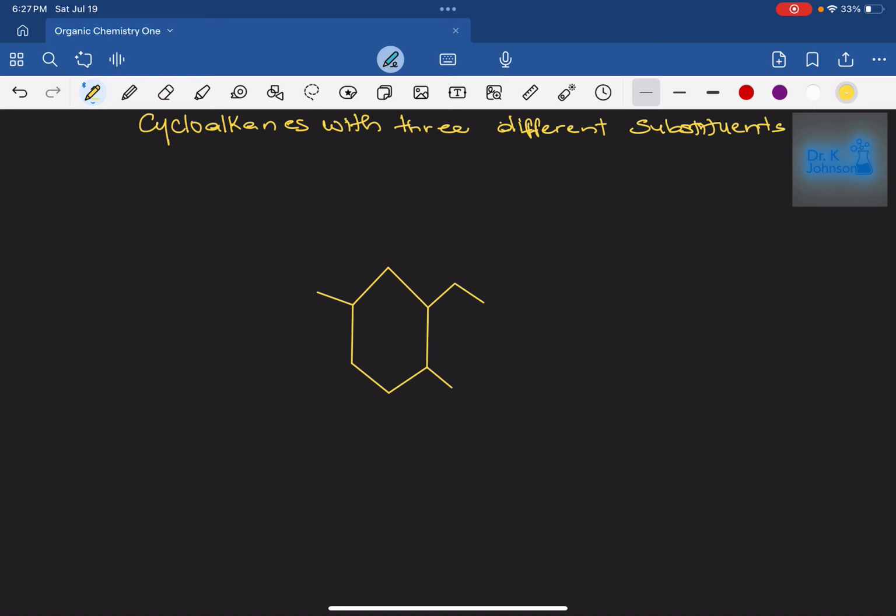So let's first and foremost identify that this is a cycloalkane with 3 substituents. Let's circle our substituents. We have an ethyl group, we have a methyl group, and we have another methyl group. So yes, we have 3 substituents.